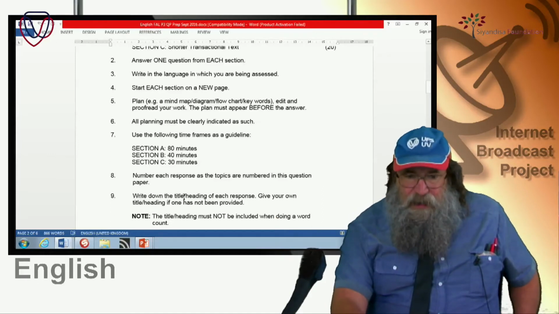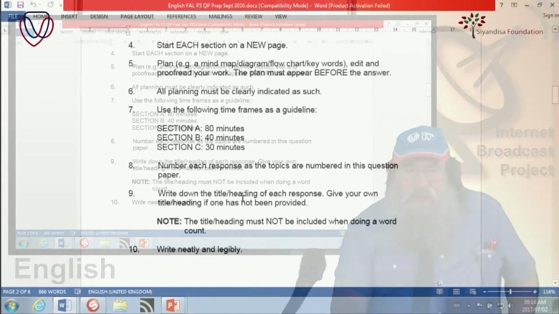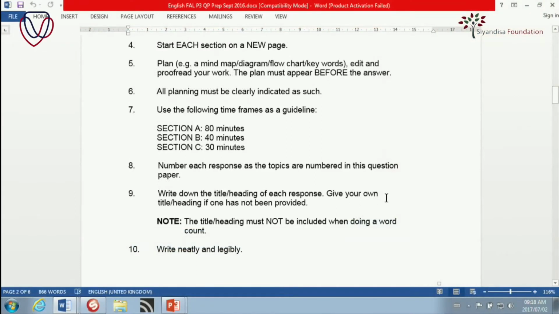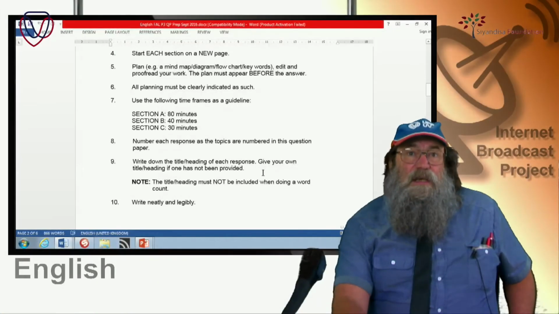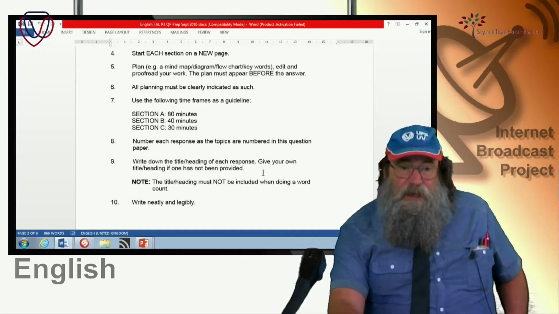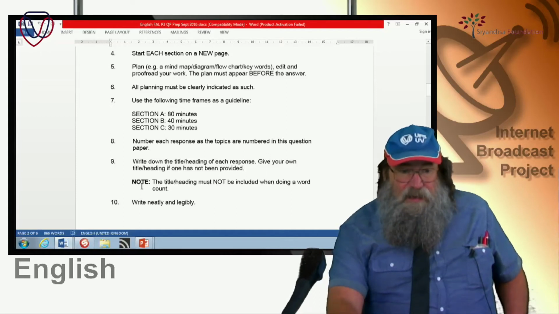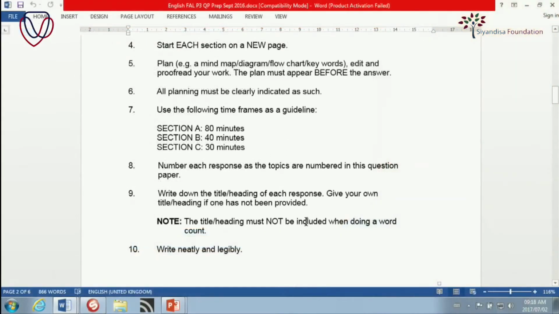Okay, moving on down here. Write down the title or heading of each response. Give your own title or heading if one has not been provided. And that is why the numbering is so important, so that we can know exactly which topic is being addressed. And then note the title heading must not be included when doing a word count.